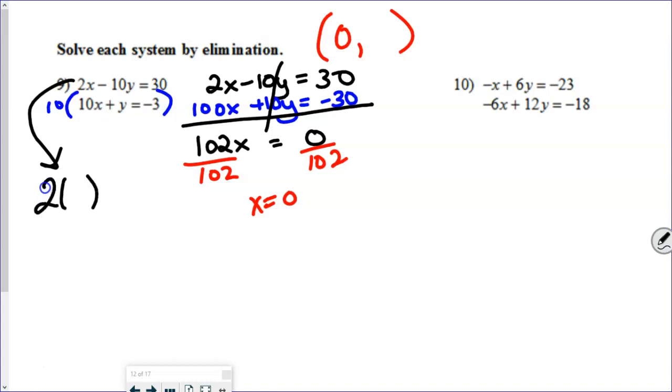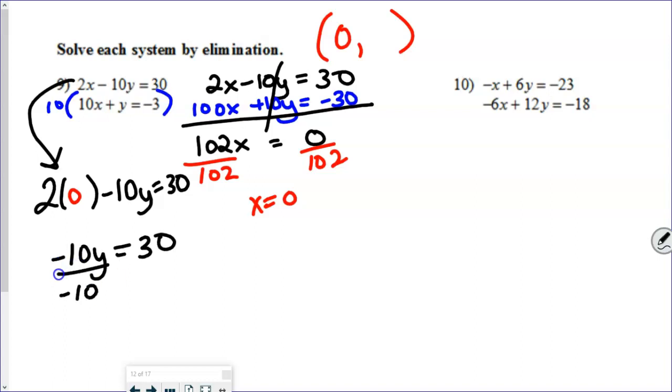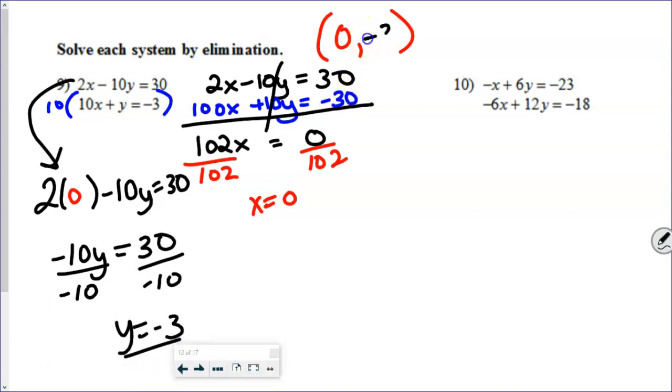So 2 times 0 minus 10y equals 30. Of course, 2 times 0 is 0, so we have -10y equals 30. Dividing both sides by -10, we get y equals -3. So writing your answer as an ordered pair is always important to your math teachers. Make sure you're writing them as x, y ordered pairs.